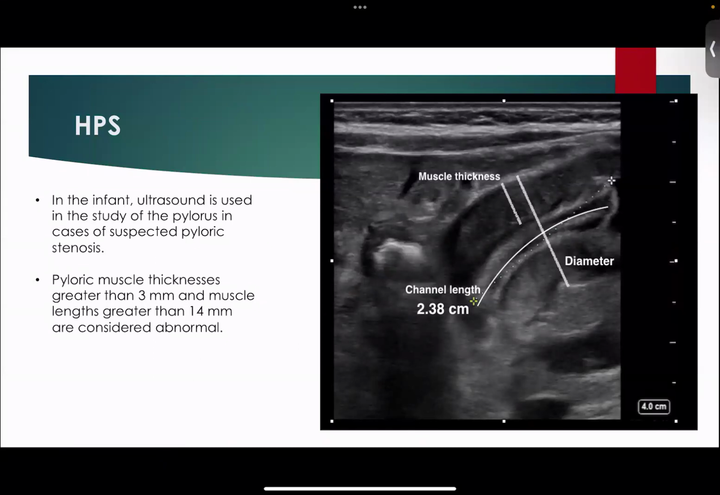Another important use of ultrasound for stomach, we have the hypertrophic pyloric stenosis, especially in infants. We see the pyloric canal will be elongated more than 13, 14 millimeters, such as we see here, 24 millimeters in length. And the muscular layer will be thickened more than 3 millimeters. If we measure this, of course, it will be 7 or 8 millimeters. And the transverse diameter of the pyloric canal will be more than 12 millimeters. So it's very useful to diagnose hypertrophic pyloric stenosis.